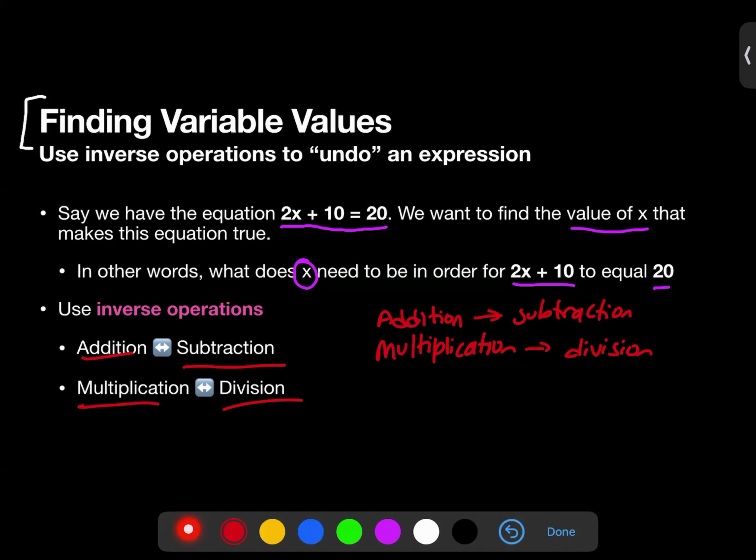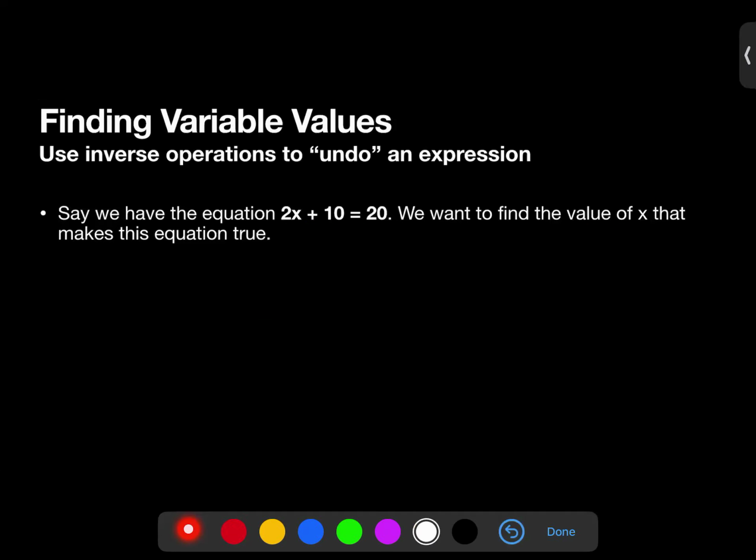So let's see an example on using these inverse operations. So let's try to solve this equation. We have 2x plus 10 equals 20. So we want to find x. So what is x equal to? So 2x plus 10 equals 20. We have to do inverse operations.